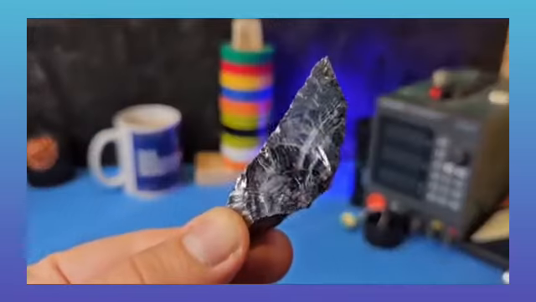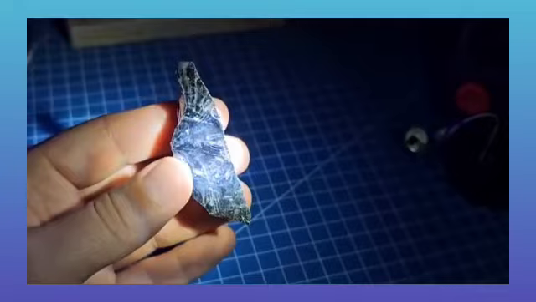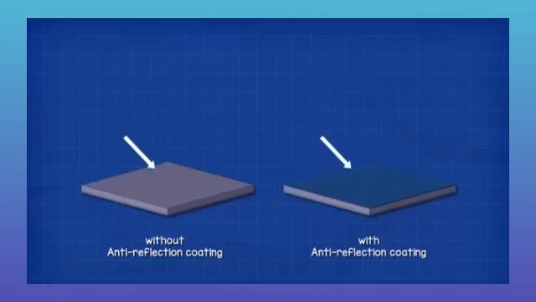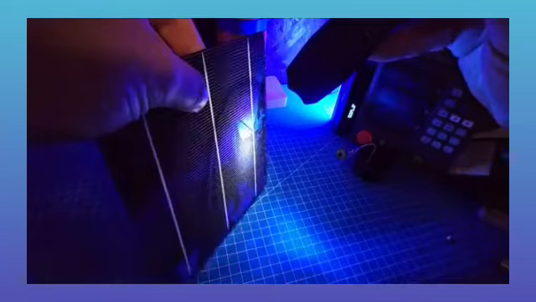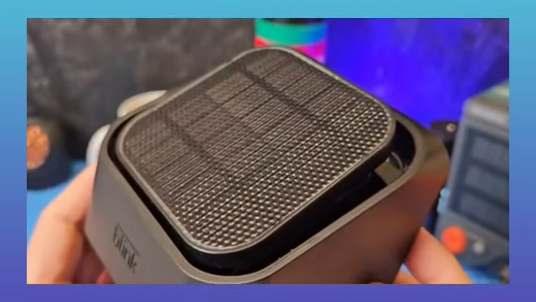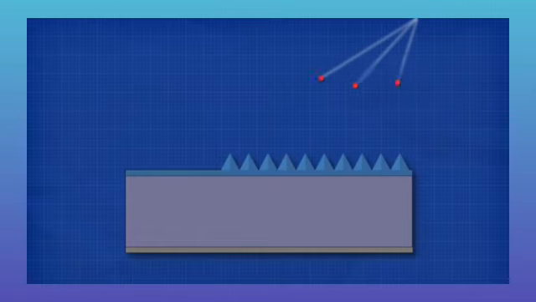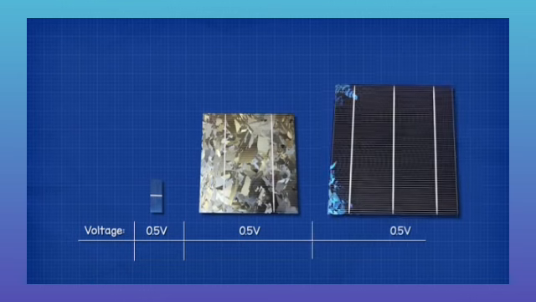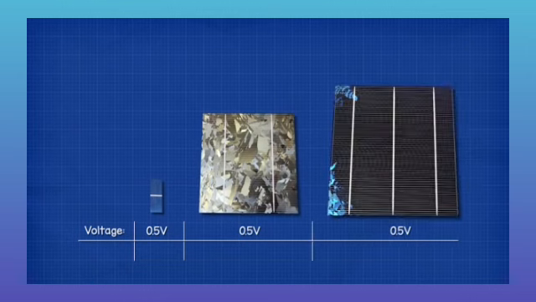The silicon material is shiny, which means light is reflected away, so the anti-reflection coating helps reduce this, but some will always be reflected. We also find cells with this rough surface. This helps capture some of the reflected light and direct it back into the solar cell. Each of these cells generates just 0.5 volts, but the larger the cell, the more current it can generate.